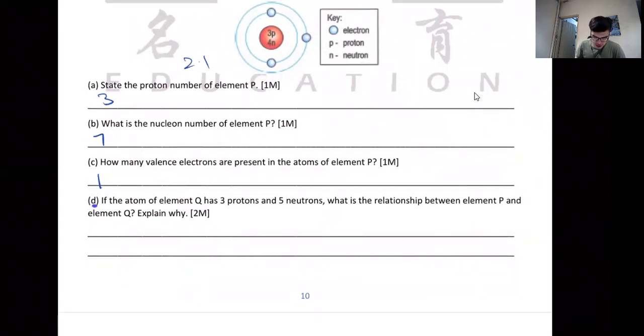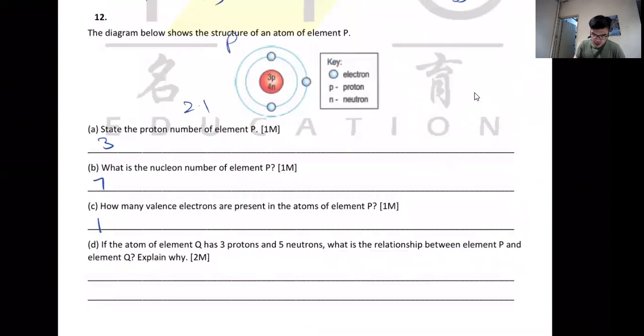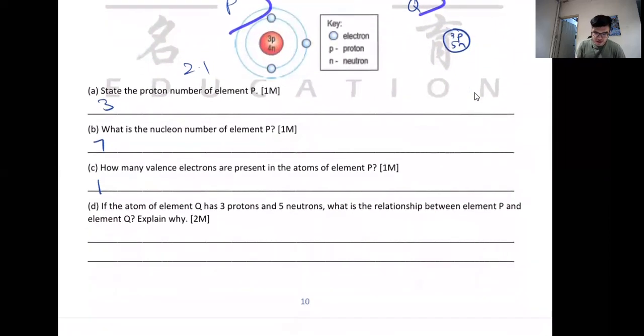Okay, so D, if the atom of element Q has 3 protons and 5 neutrons, what is the relationship between element P and Q? Okay, so this is element P, right? There's another element Q. It says here it has 3 protons and 5 neutrons. So what's the relationship between these two? You see, same proton number, different neutron number. These two, they are clones. So they are isotopes.